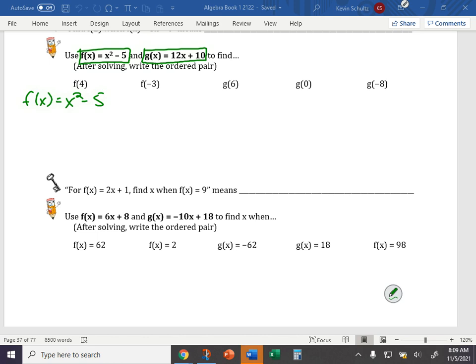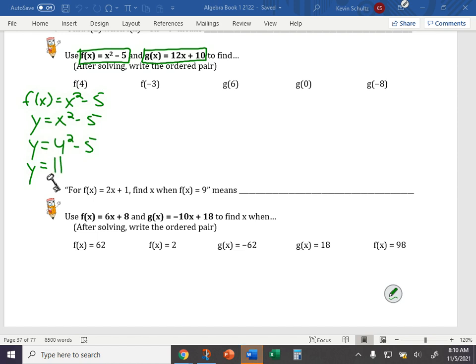Okay, so we are using the f of x equation for f of 4. And remember, this f of x is just the y variable, but it's written as f of x, A, to tell us it's a function, and B, so we know which equation to use, right? And what this is telling us to do here is replace x with 4. So we get y equals 4 squared minus 5, and what do we get? 11. Okay, 16 minus 5.